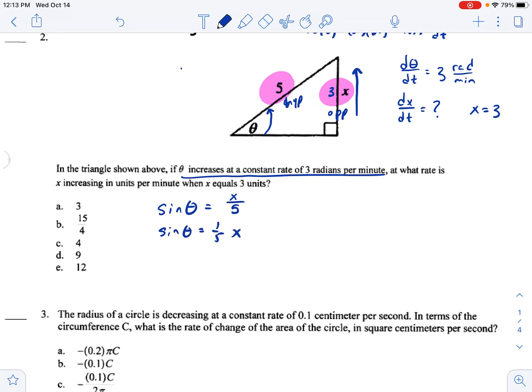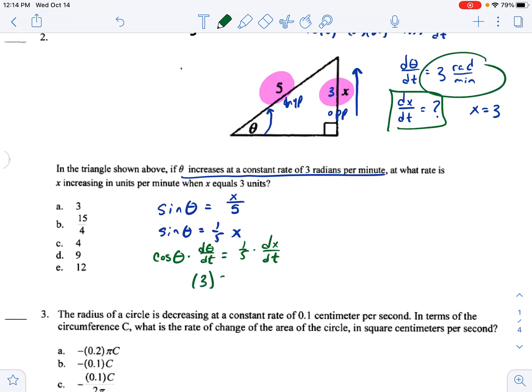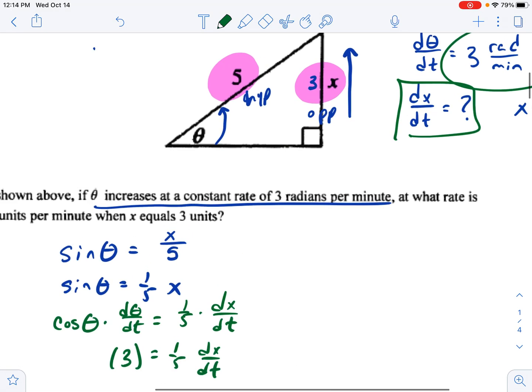So again, to make life as easy as possible when it comes to taking the derivative, I'll write that as 1/5 x. And now, taking the derivative implicitly with respect to t, the derivative of sine is going to be cosine theta times d theta/dt. The derivative of 1/5 x will be 1/5 dx/dt. We're solving for dx/dt. We know d theta/dt is 3. And we need the value of cosine theta here.